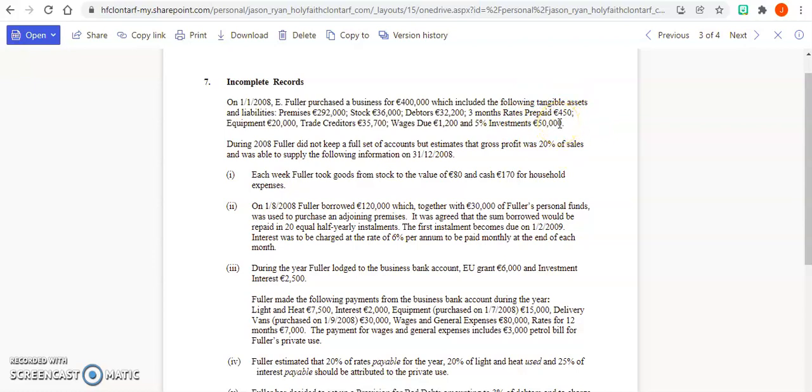So you're going to add up all your assets together. You're going to add up all your liabilities. You're going to take one away from the other to see how much the company was worth, and the difference then from what they paid for it. So they paid 400,000. That difference is your goodwill.